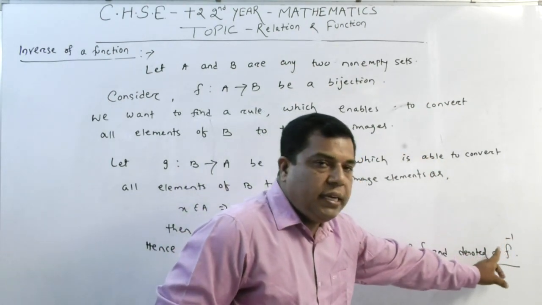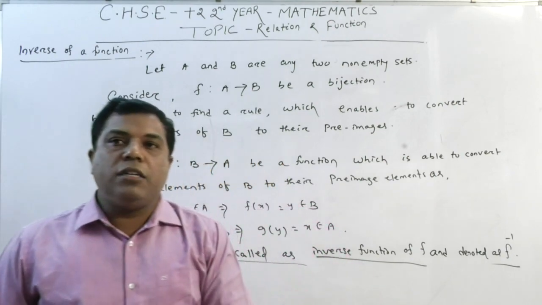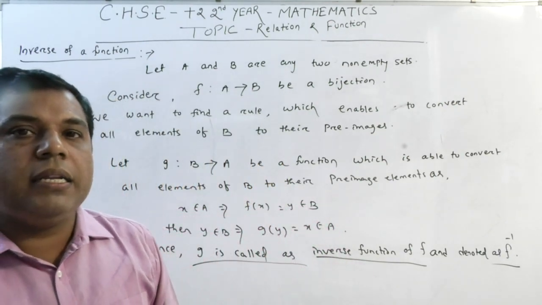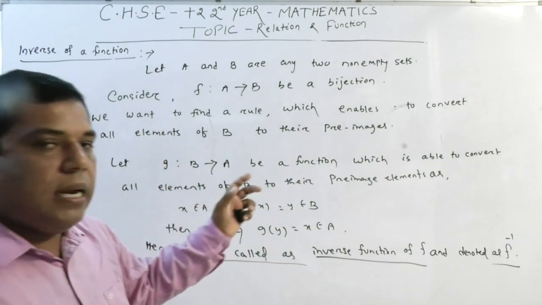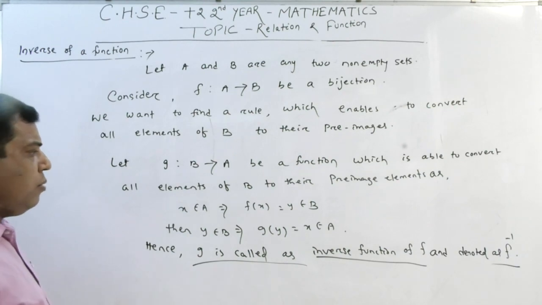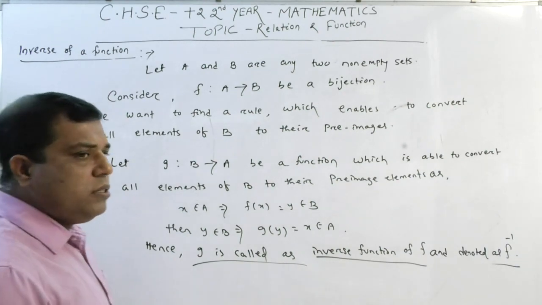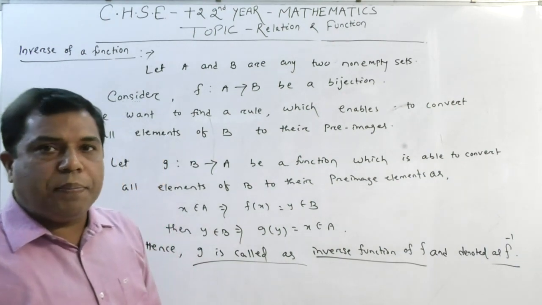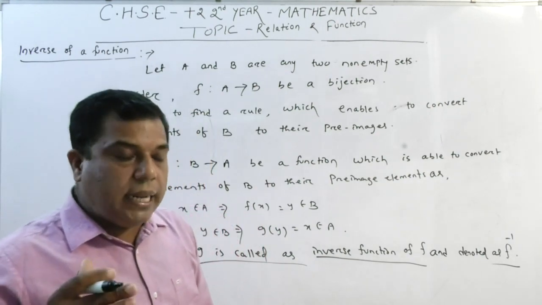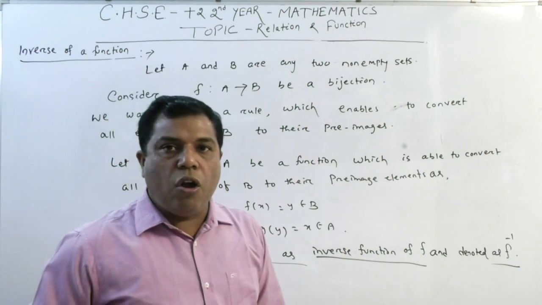We are reading it as f inverse, but that does not imply that it is a rule only. That does not imply it is the multiplicative inverse. That is why I am writing: remember, f inverse is not equal to 1 by f. It is not always equal to 1 by f. That type of thinking is a wrong one.